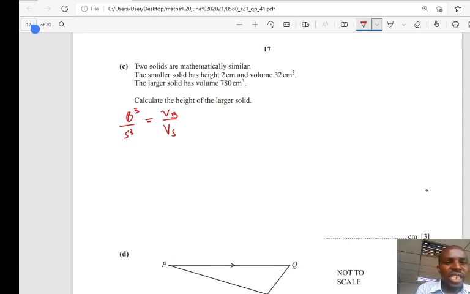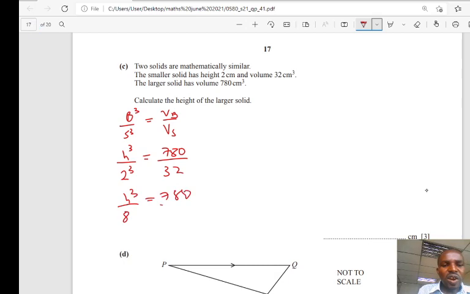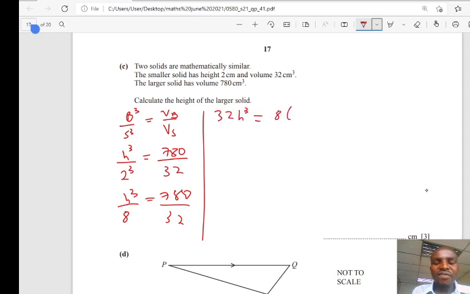So the larger solid, you can call it H. So H cubed over the height of the smaller one, 2 cubed, is equal to volume of the bigger, 780, over volume of the smaller, 32. Then you can simplify here. H cubed over 8 is equal to 780 over 32. Then you can now cross multiply. It will be 32 H cubed is equal to 8 times 780.